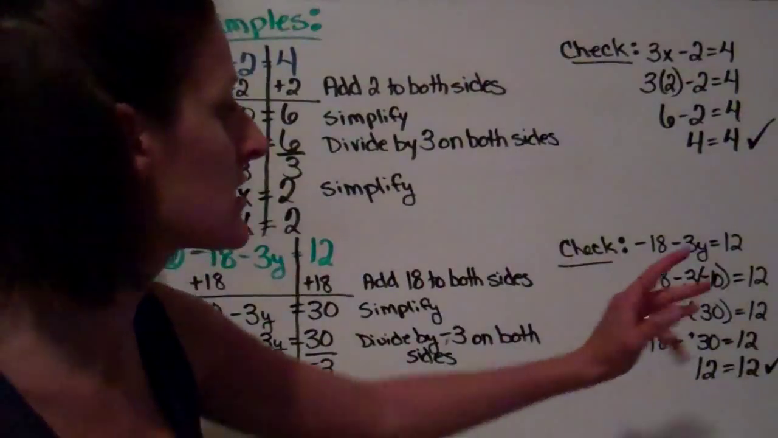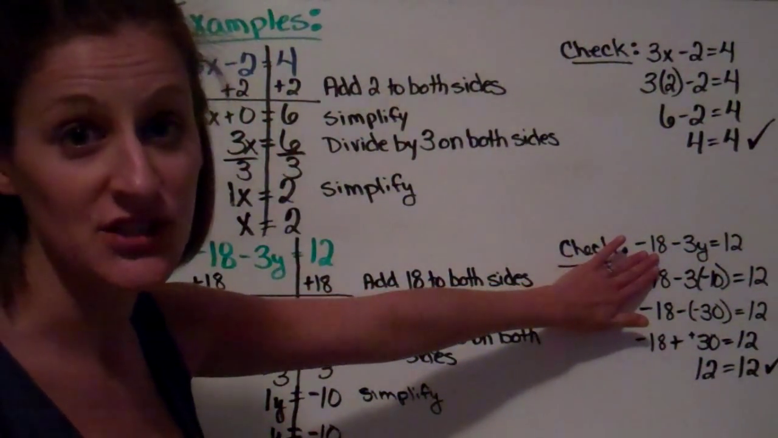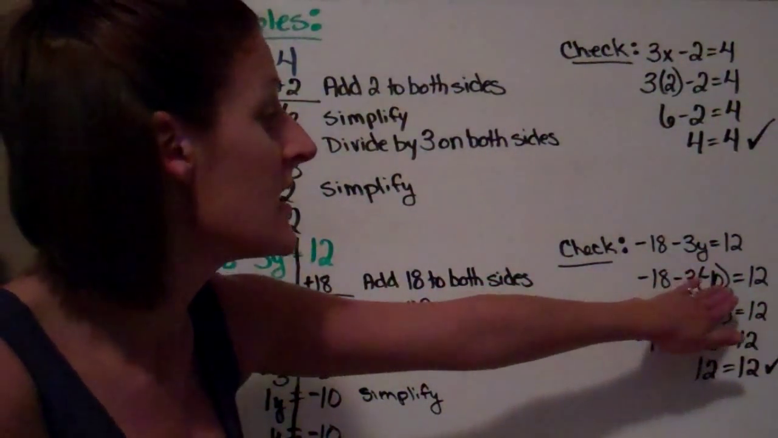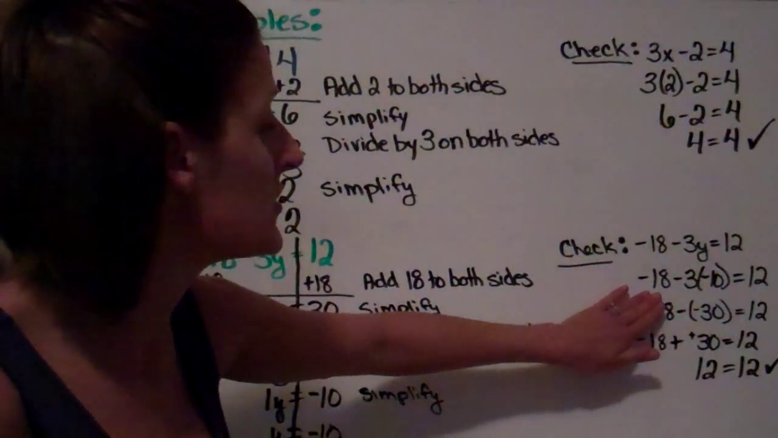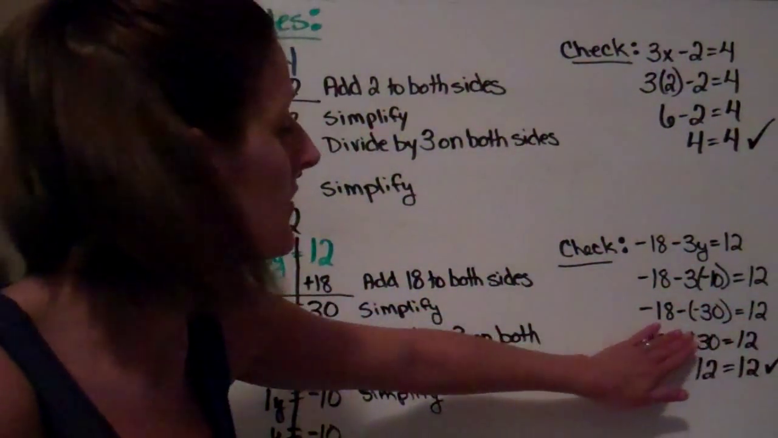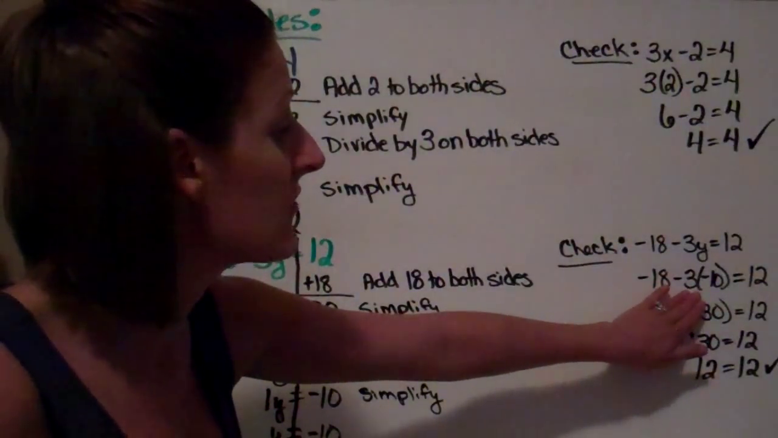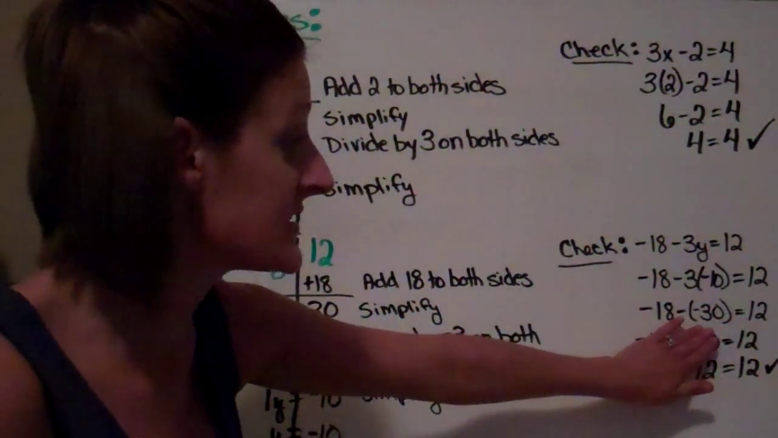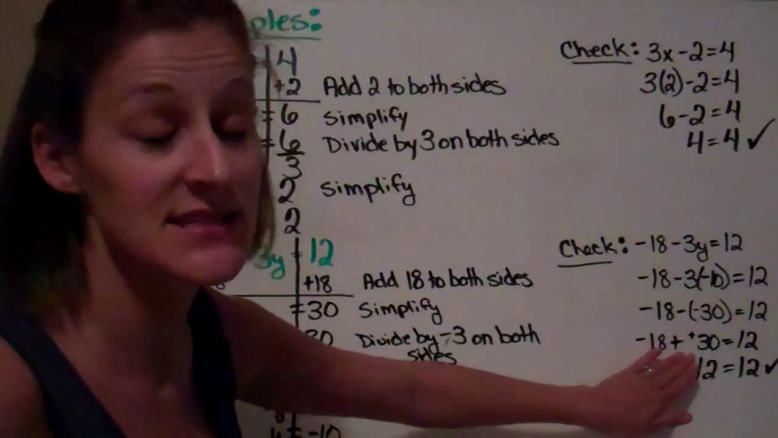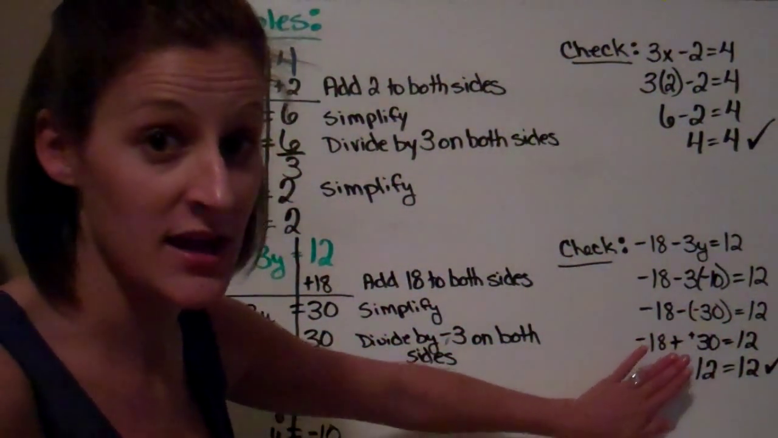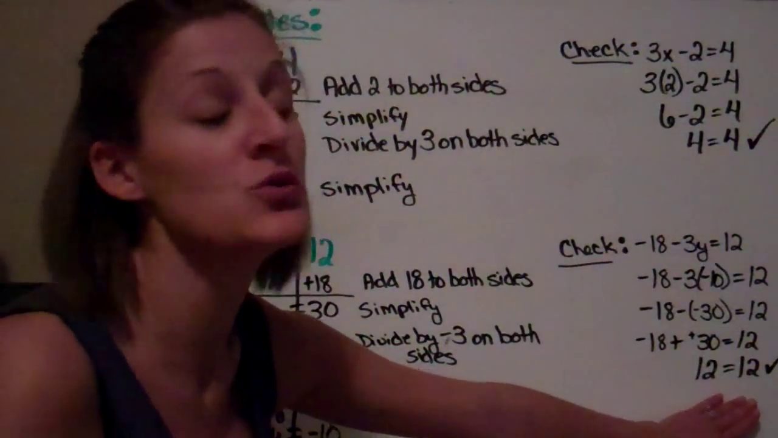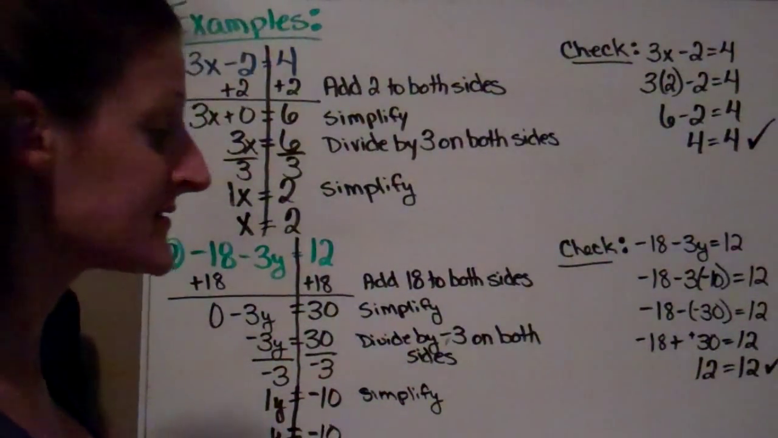I need to go and check. I take my original equation, negative 18 minus 3y equals 12, and plug in negative 10 for y. So I do negative 18 minus 3 times negative 10 equals 12. Now I do the 3 times the negative 10, and that's negative 30. 18 minus negative 30 is the same thing as 18 plus 30. Remember, keep, change, flip. And if you do negative 18 plus a positive 30, you do get 12. So my answer is correct.